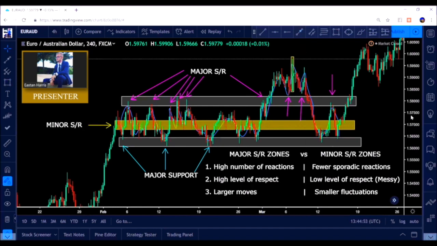These major ones are the ones that you ideally want to be trading from, just because the market holds a higher level of respect for them.